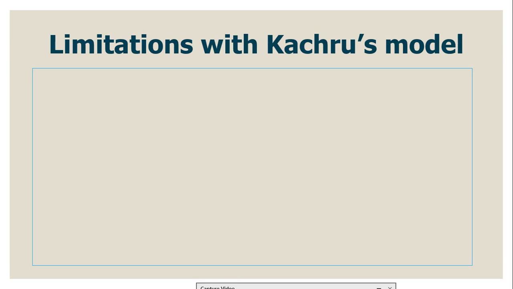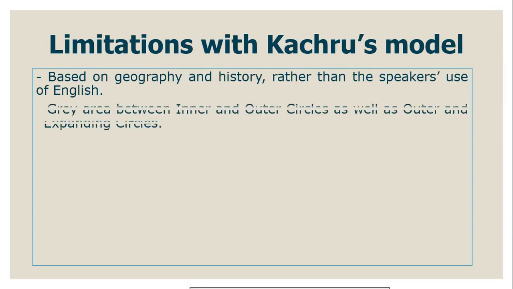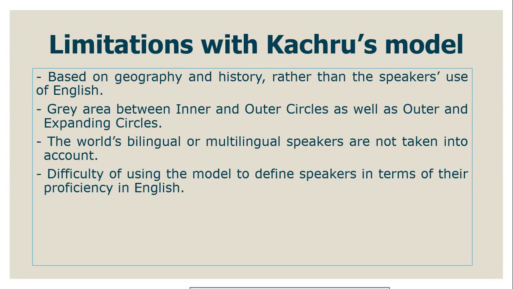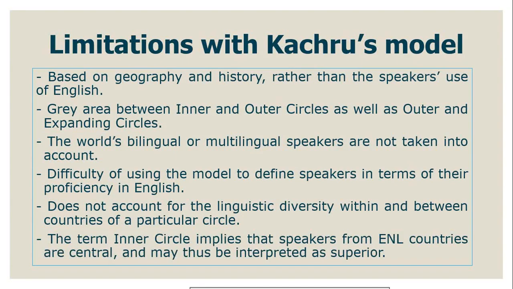Also, I want to talk about the limitations of Kachru's model. The first one, because it is based on geography and history, rather than the speaker's use of English. The second one is about the gray area between the inner and outer circles, as well as the outer and expanding circle. The next one is that bilingual or multilingual speakers are not taken into account. Next, difficulties of using the model to define speakers in terms of their proficiencies in English. Next one, because it does not account for the linguistic diversity within and between countries of a particular circle. And last but not least, the term inner circle implies that speakers from ENL countries are central and may thus be interpreted as superior.